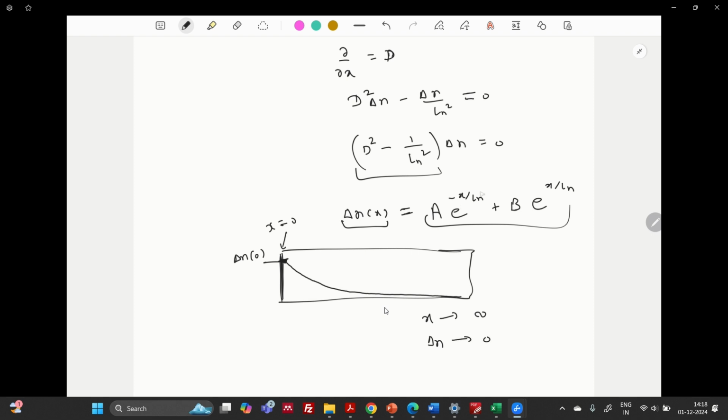Okay, now look at this solution. I know that at x tends to infinity, delta n has to be 0. If I choose this term to be present, if I assume that this b is finite, then e to the power at infinity, this term is going to blow up. Because this term is going to blow up, this delta n will become infinity, and that's clearly not what happens. At x tends to infinity, delta n will decay to 0, it will not become infinity. So this b has to be 0.